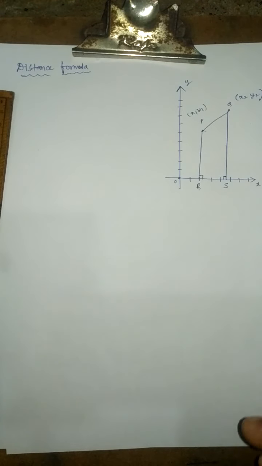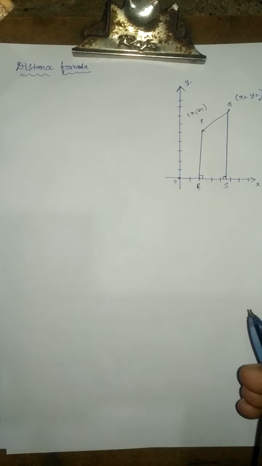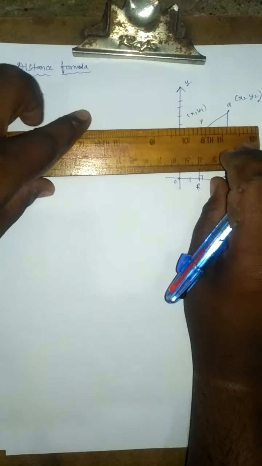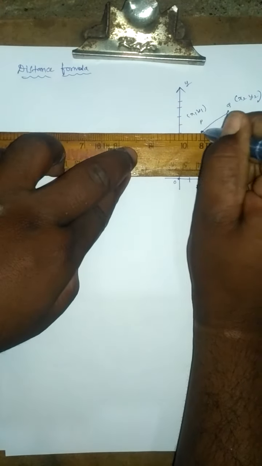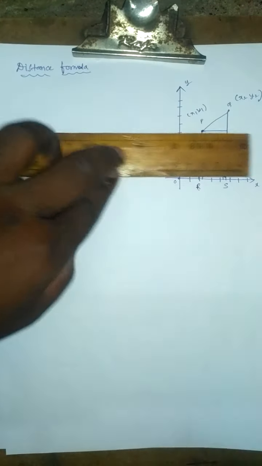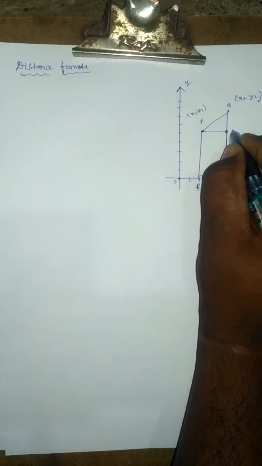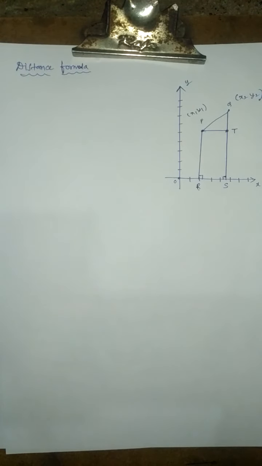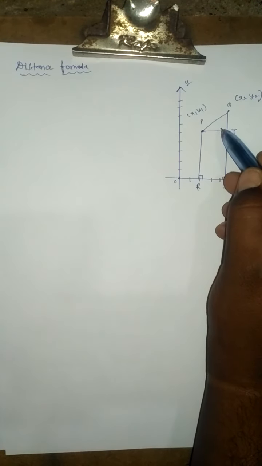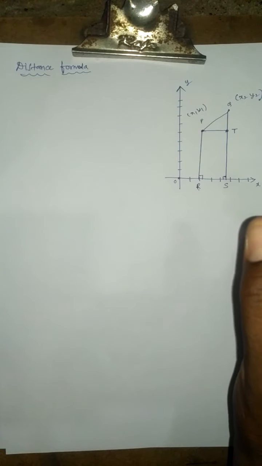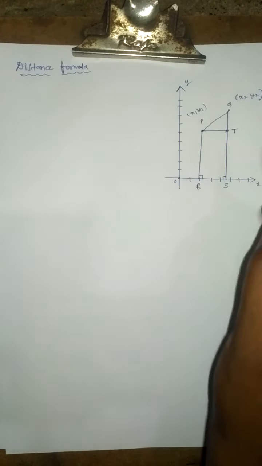Next what I will do, I am going to draw a line from point P to QS, perpendicular to QS, like this. This point I am going to name as T. Now what we have to find out? PQ we have to find out. So for that reason we are going to prepare all these constructions.